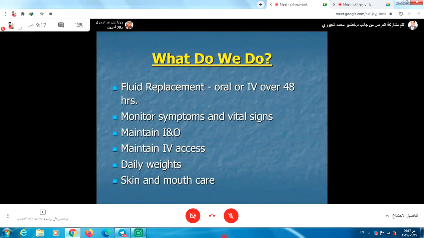Maintain IV access and daily weight, meaning this patient is weighed daily to assess dehydration status, along with skin and mouth care. Those people with dehydration will also have dehydration of the skin and the oral mucous membrane, and there will be a chance of infection. So there should be maintenance and care of oral hygiene.